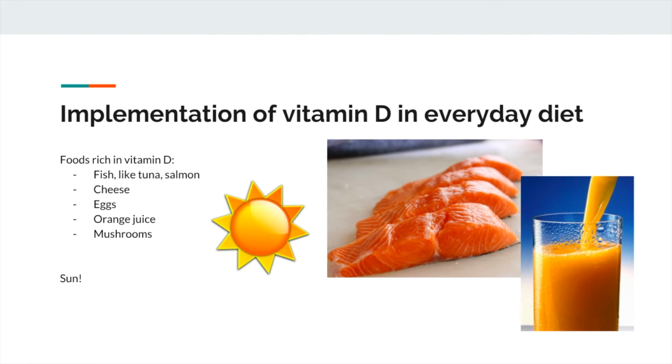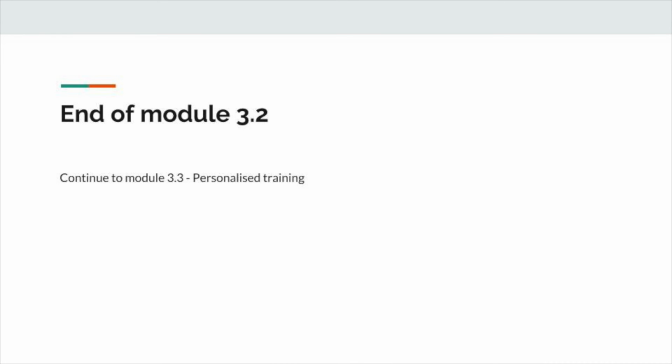Foods rich in vitamin D are fish like tuna and salmon, cheese, eggs, orange juice, mushrooms, etc. Finally, spending more time in the sun is the best way to get vitamin D. This is the end of Module 3.2.